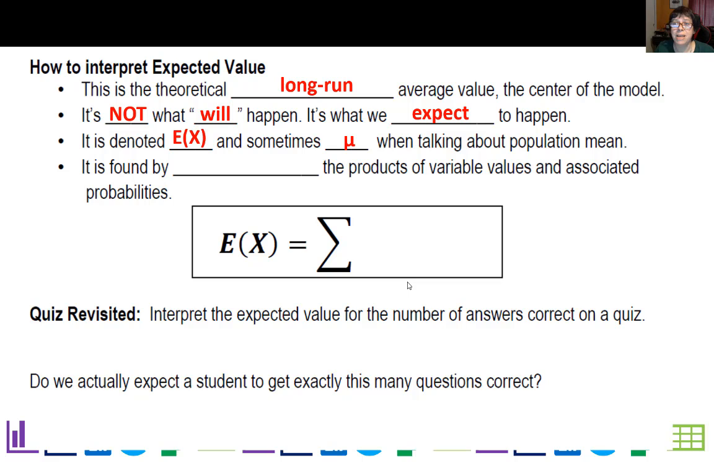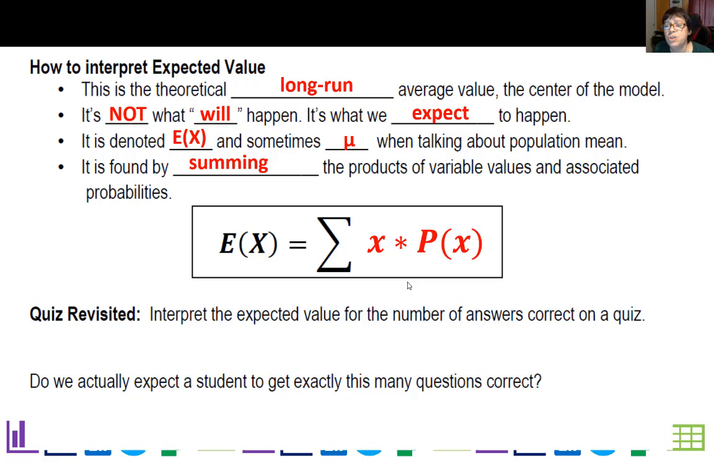It is denoted by E of x and sometimes mu when you're talking about population mean. And a lot of the times here, because we do the whole distribution and all our probabilities add up to 1, we actually do have a population mean. It is found by summing the products of variable values and associated probabilities. And this is the fancy formula for it that's on your math chart.